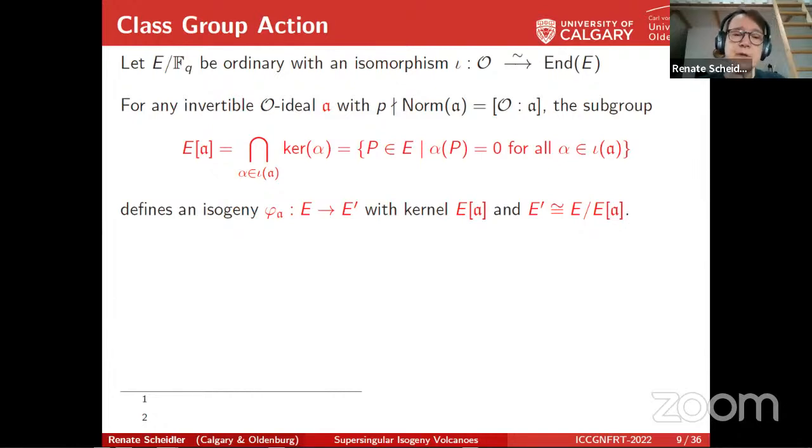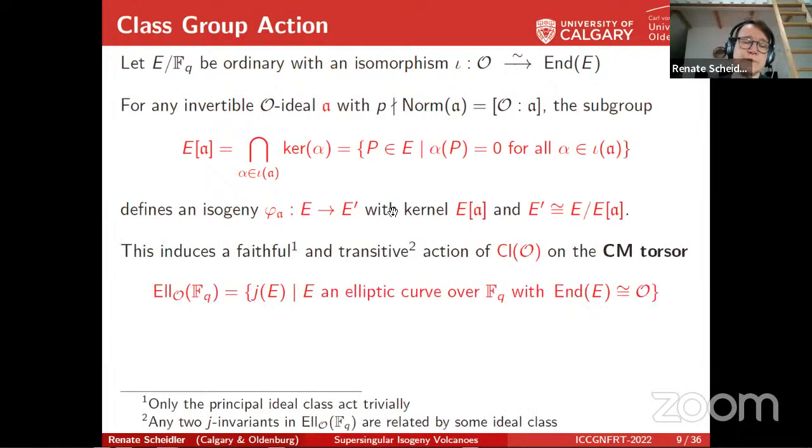And with this notion, we get an action of the class group of this endomorphism ring on a certain set of J invariants, namely all the J invariants of elliptic curves that have complex multiplication by that same quadratic order. So you bundle together all the elliptic curves that have endomorphism ring O, where O is this fixed order, and then the class group acts on this. The action looks like this: you let an ideal act on a J invariant, and you just assign to it the J invariant of this ideal here. And this action is faithful and transitive.